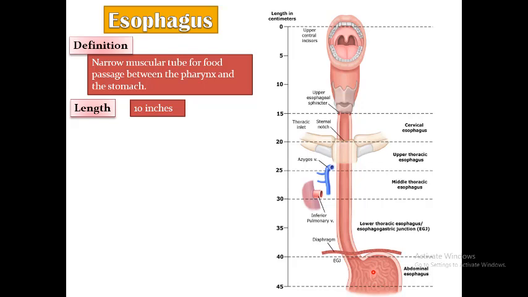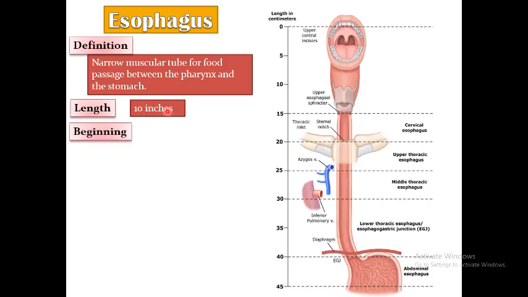It belongs to the 10 inch family. You know that we have some organs in the body with 10 inches, like the esophagus, like the ureter, like the duodenum. They are all 10 inches. So the esophagus is 10 inches, about 25 centimeters.